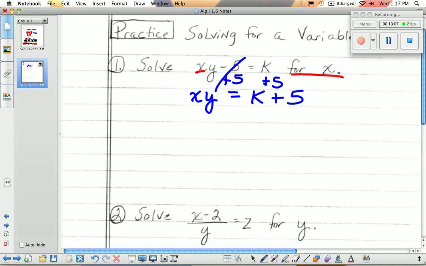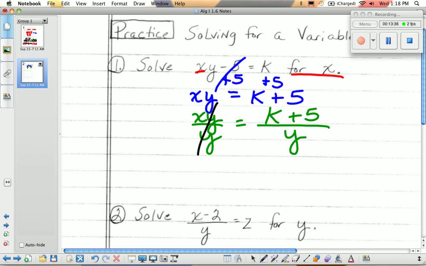Okay, what do we got to do next? Yeah, divide by y. x is being multiplied by y, so we're going to divide by y. And we're going to divide the whole side by y, because we're still following the same steps as we did if there are numbers involved here. We undid the addition, the subtraction first, then we undid the multiplication with our division. I guess the final answer is x equals that lovely thing, k plus 5 over y.